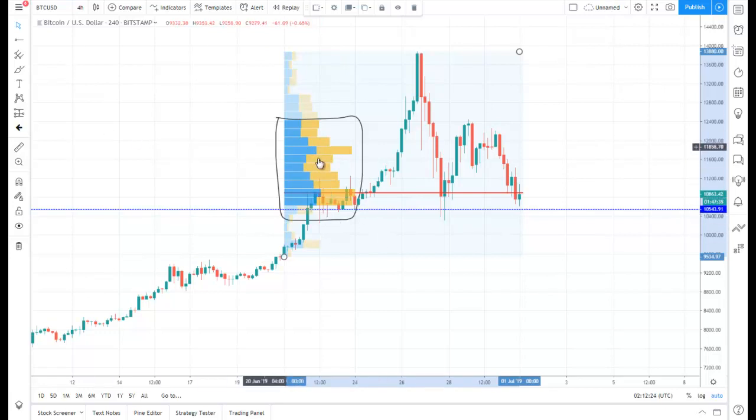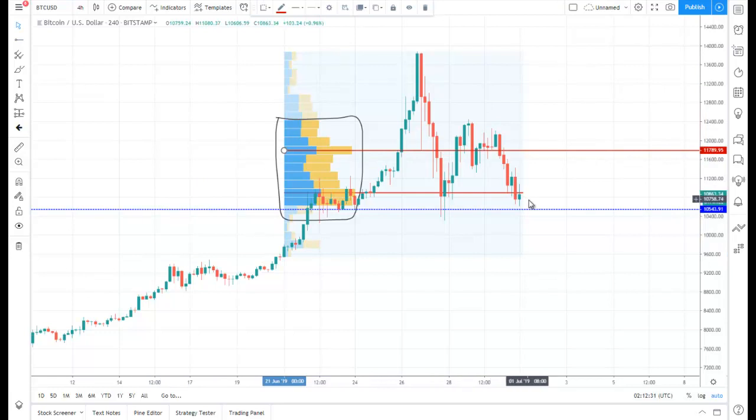This means that at this exact level that I'm going to point out with a horizontal ray is where we might find heavy resistance, because this is where sellers have started taking control of the market in the past sessions. You can see that we are halfway between buyers and sellers. Sellers in control, sellers in control, sellers in control, and then the volume decreases. But this level is where we are definitely going to be finding resistance if we move to the upside.